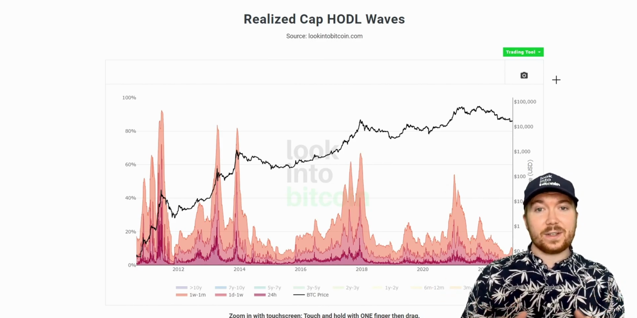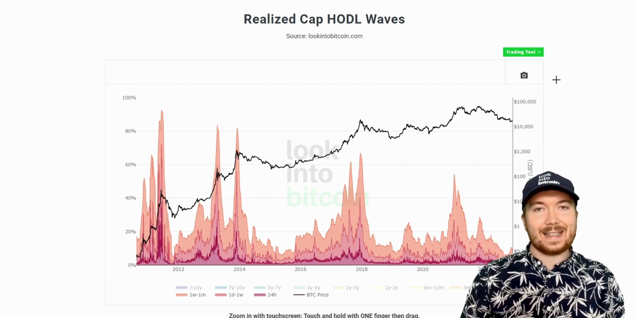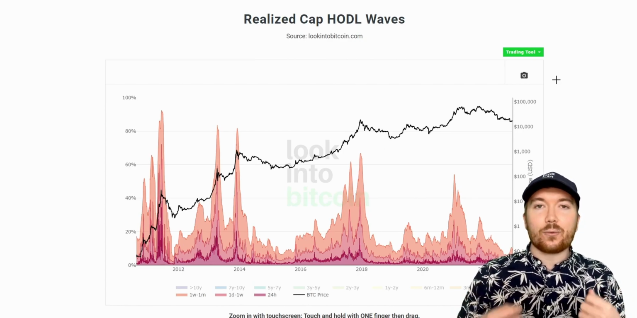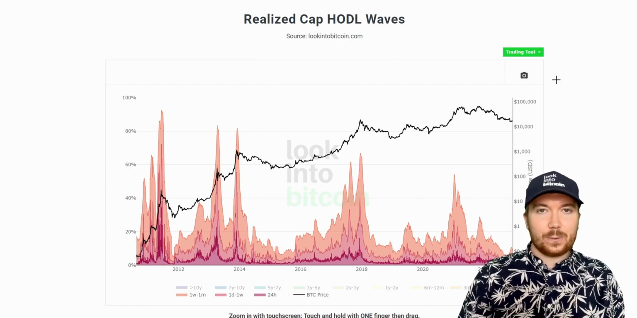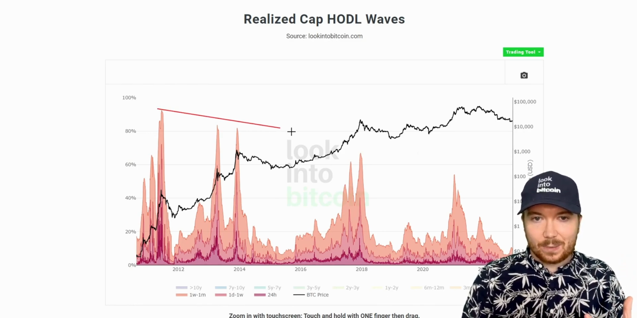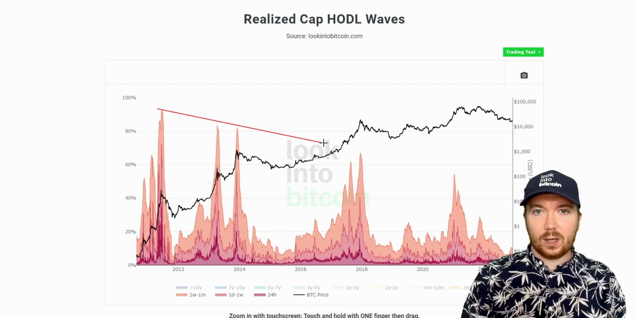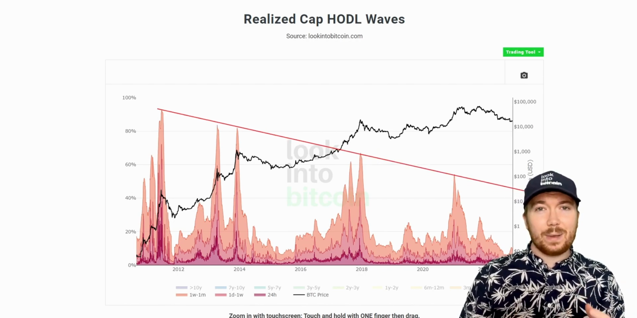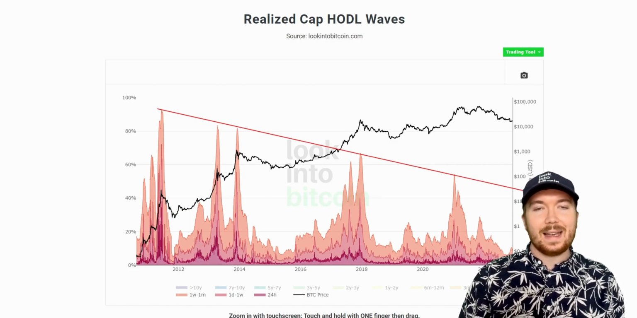One interesting thing to note when looking at the realized cap HODL Waves is as Bitcoin grows and matures as an asset class, it's becoming a little less speculative and there's less instant retail impact on price as we actually get to these overextended, overbought levels. We can actually connect the peaks of these 1 month and below HODL Waves and see there's a general downtrend here where every time Bitcoin is peaking in price, the impact on the realized cap that these new wallets are having is getting less and less.